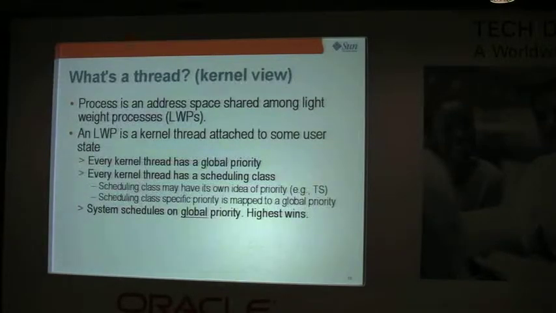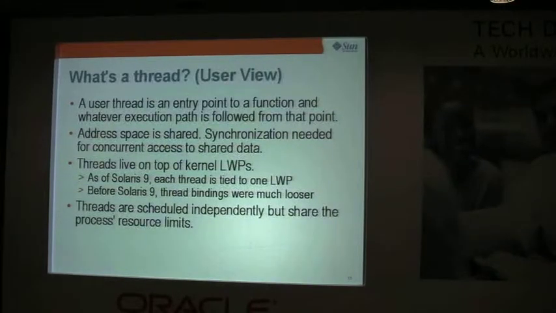A thread has a global priority, and we schedule everything by global priority. Highest priority always wins. We have optimizations so that we try to keep things on the same CPU, and you can put things in the same processor group. So we try to be smart about where we execute threads on the system. A user thread is an entry point into a function, whatever execution path it's doing. Threads live on top of kernel LWPs. In Solaris 9 and going forward, each user thread has its own LWP. Before, we had one-to-one and many-to-one mapping, which was more flexible. We thought it was a better model, but it turned out to be worse because of complexity.